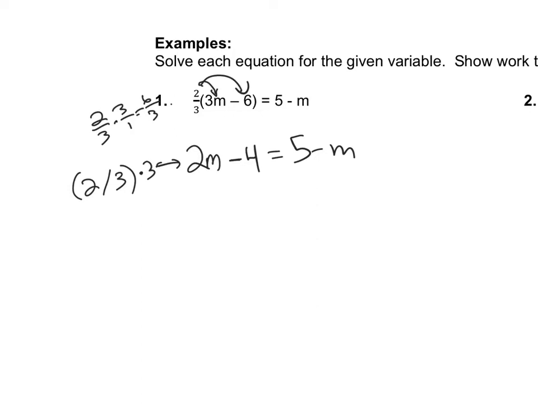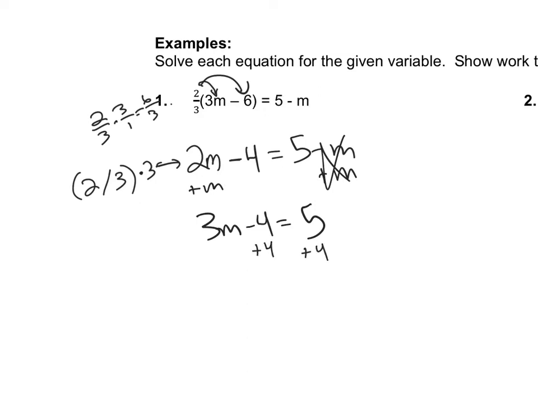From here, now that we've distributed, we can just solve it like our multi-step equations. We're going to get our variables to the same side. So I'm going to start by adding m to both sides. If there's no coefficient there, we know it's a 1. So 2m plus 1m is going to give us 3m. So we have 3m minus 4. And on the right side, these cancel out, leaving us just with 5. Next, we're going to get that m term by itself by adding 4 to both sides.